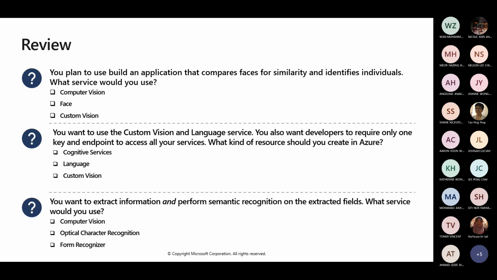the overall system. So the third question, you want to extract information and perform semantic recognition on the extracted fields. Remember the case of the shopping receipt earlier, the list of groceries you paid for. So what service would you use? Is it computer vision, optical character recognizer, or form recognizer? So give your answer for 1, 2, 3, A, B, C.